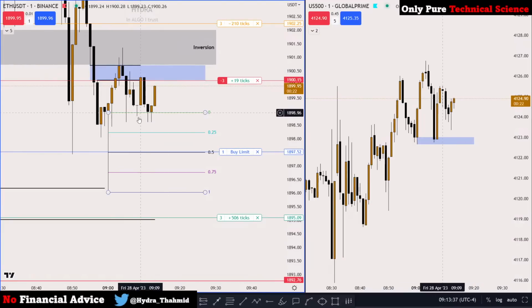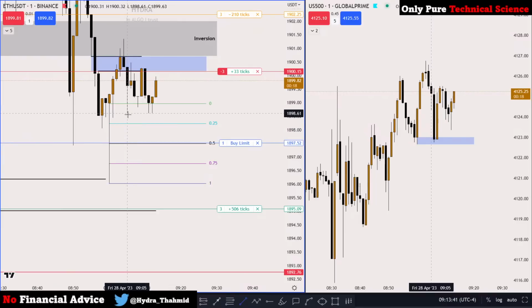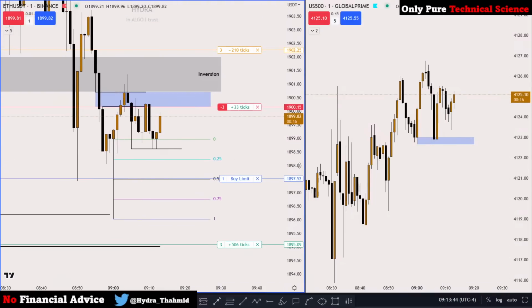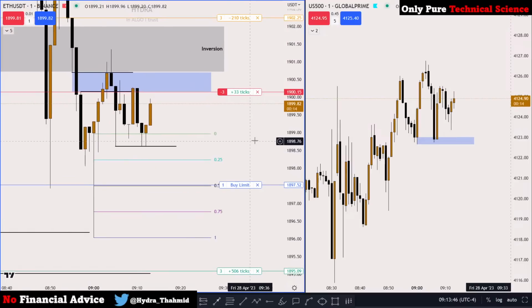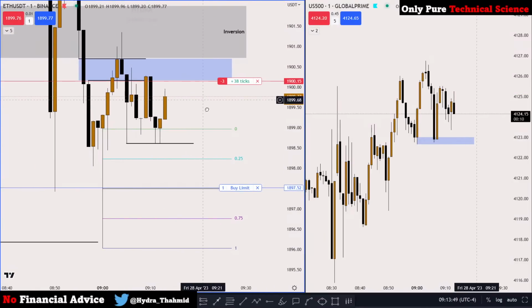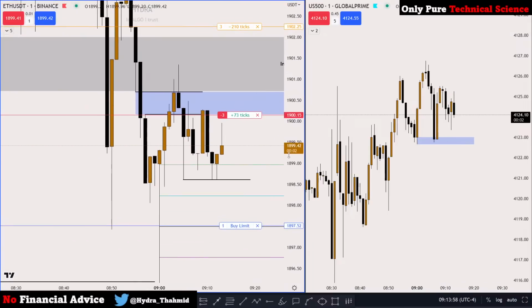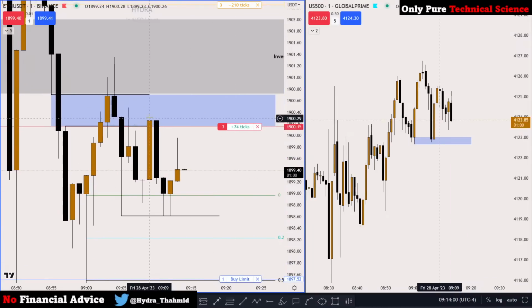So price generated an equal low here, right? Equal low. So from where can price get support? From where can price reject? That's the order block here. If price is not respecting this order block, if price is not rejecting from this order block, I can expect to see a run on this equal high.